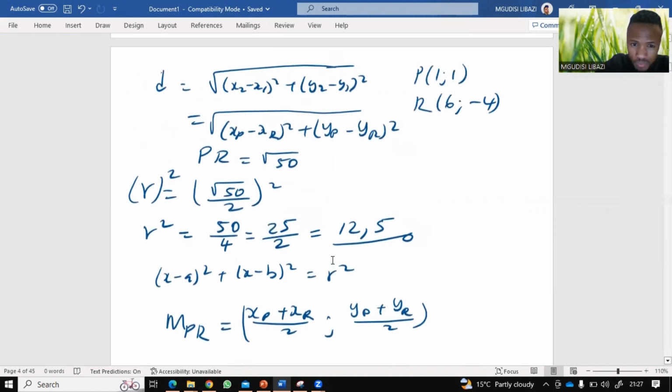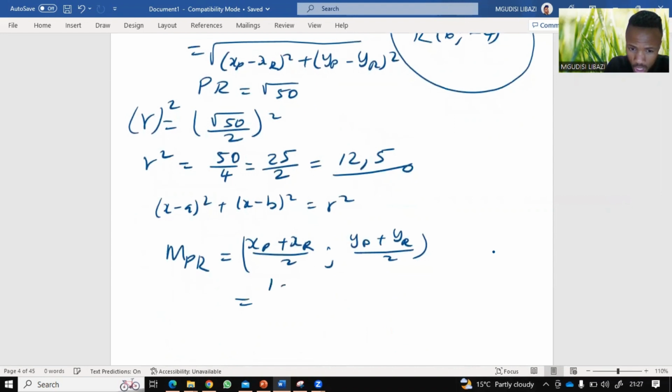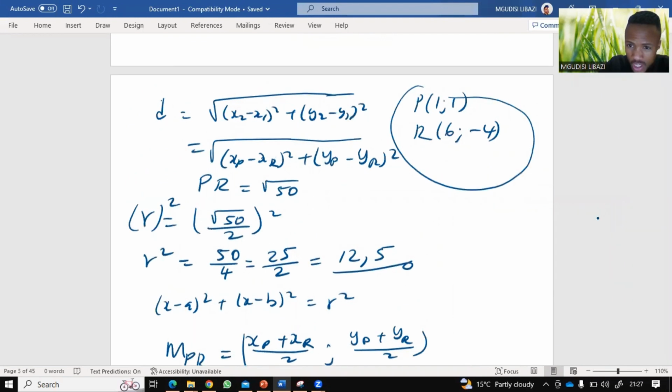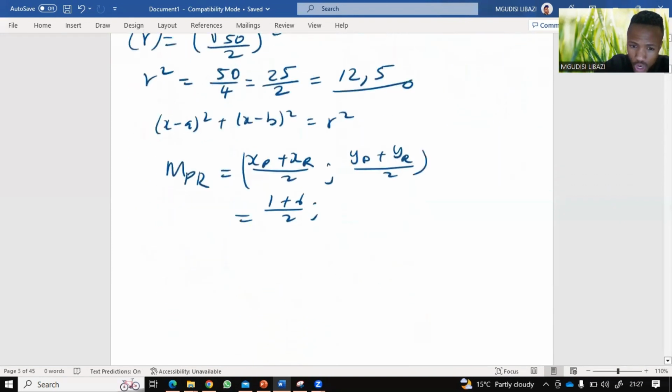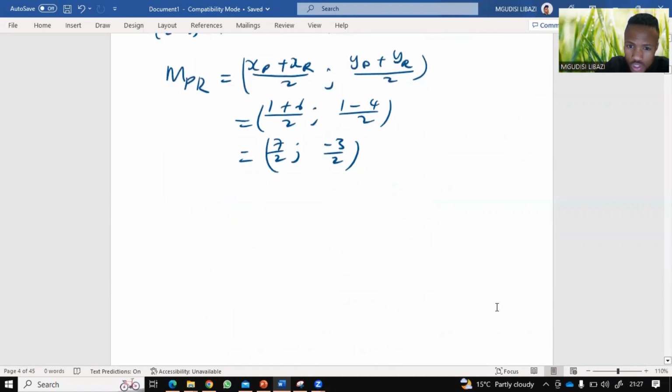So let's check. Since we said these are our coordinates for P and R, xp is 1 and xr is 6. So we have 1 plus 6 over 2, which is 7 over 2. And then the y's, we have 1, and then we also have -4. That means we have 1 minus 4 over 2, which is -3 over 2. So after getting those, we know the midpoint.